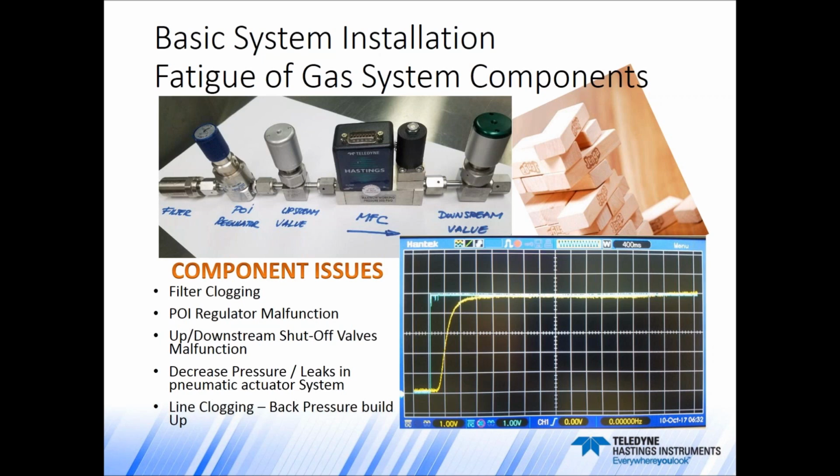And here we're going to talk about fatigue of gas system components. What happens in aging systems with aging components? Some of these components will start to be affected by either contamination or malfunctioning. For instance, one of the things with upstream and downstream valves could be a slow failure of the pneumatic system that is supposed to actuate these valves. And this will generate issues that will be immediately sensed by the flow controller. So this is where we're looking at some of the component issues.